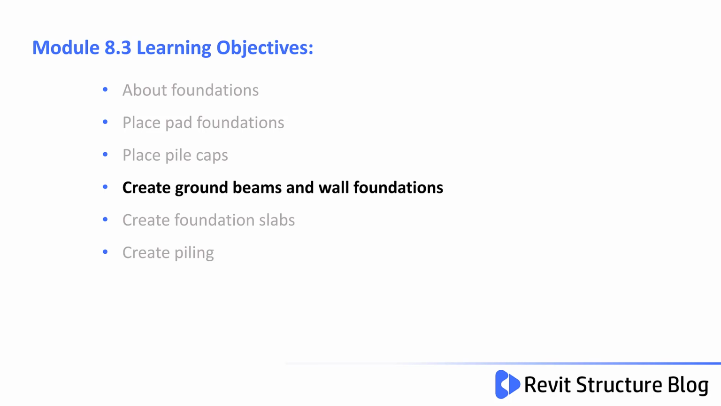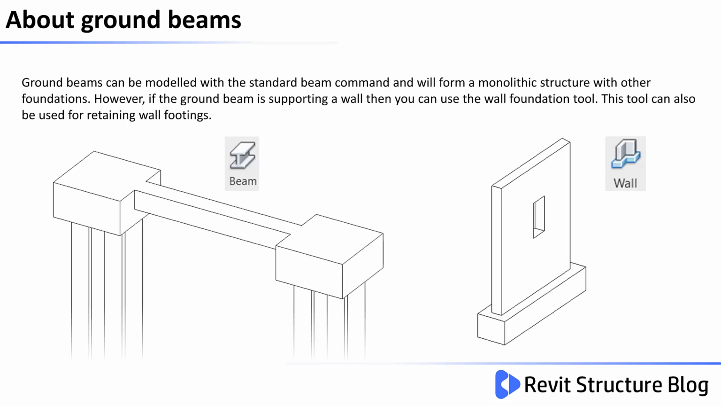In this video, you learn how to create ground beams and wall foundations. Ground beams can be modelled with a standard beam command and will form a monolithic structure with the other foundations. However, if the ground beam is supporting a wall, then you can use the wall foundation tool. This wall foundation tool can also be used for retaining wall footings where you can set a separate heel and toe length to get an eccentric foundation.